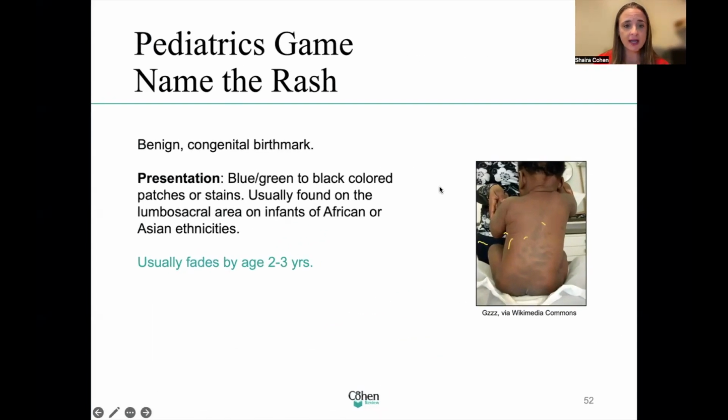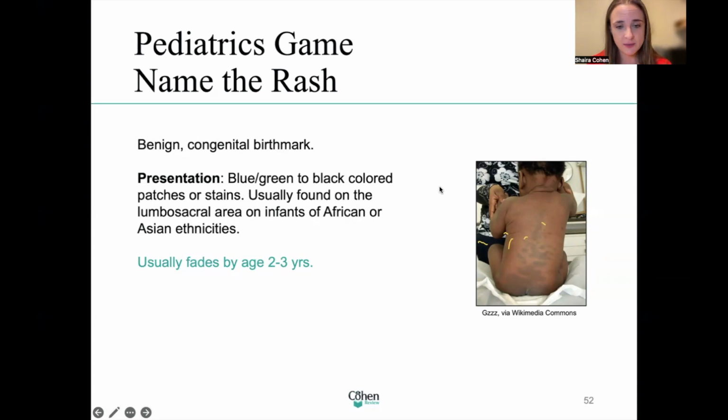This is another game that I have for you, and I want you to name the rash. So you see the picture here, and I want everybody in the chat room to tell me, what is this? But this particular rash you see in front of you is benign. It is a congenital birthmark. It presents with this blue, green to black colored patches or stains, usually found on the lumbosacral area of infants and most commonly African or Asian ethnicities. But it usually fades by the age of 2 or 3 years old. Let me tell you a little bit more. This should not be confused with abuse, like hitting, that the parents abuse the child.